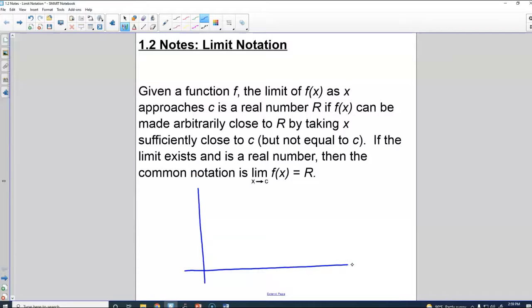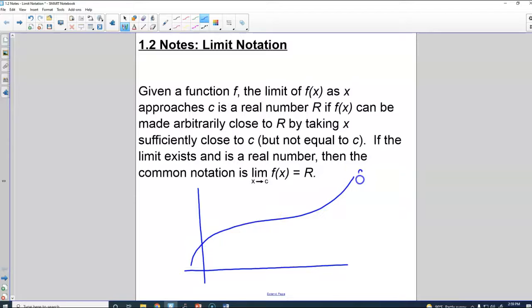Arbitrary means it's sort of abstract, it's not exact. That's why this is the informal definition instead of the formal. The formal is way worse than this. We're not required to do that. You might want to learn it, you can.